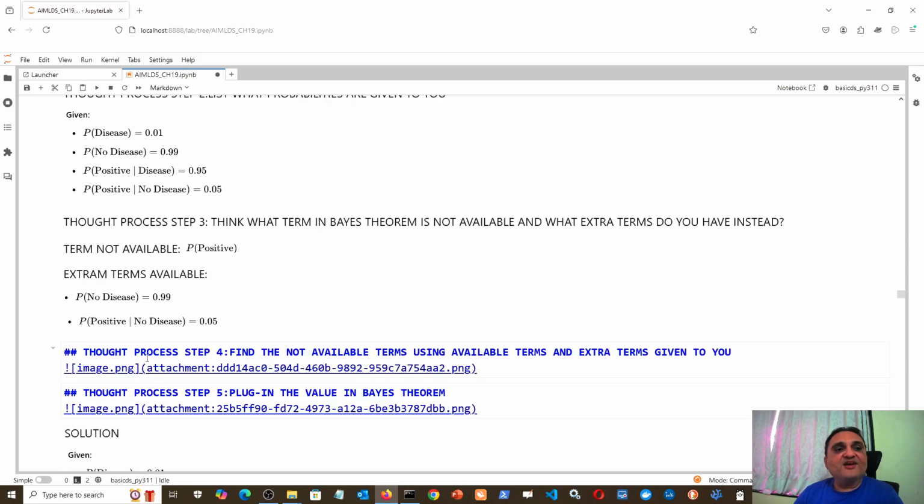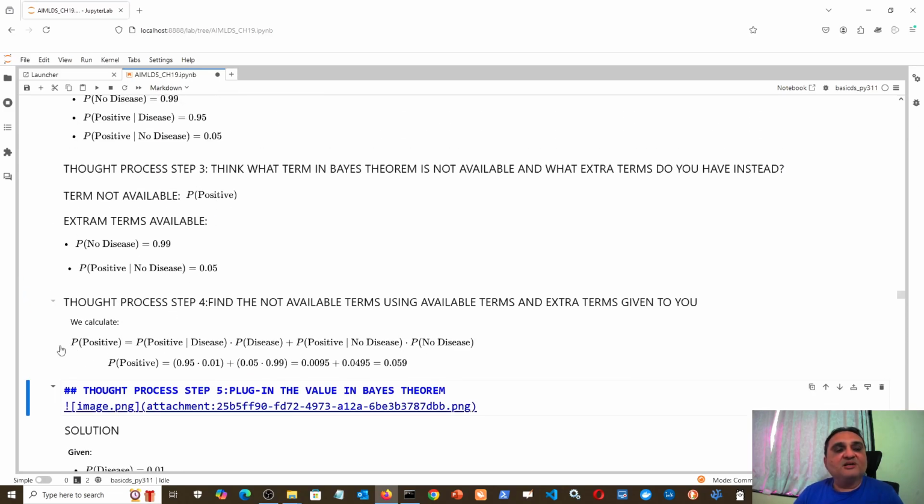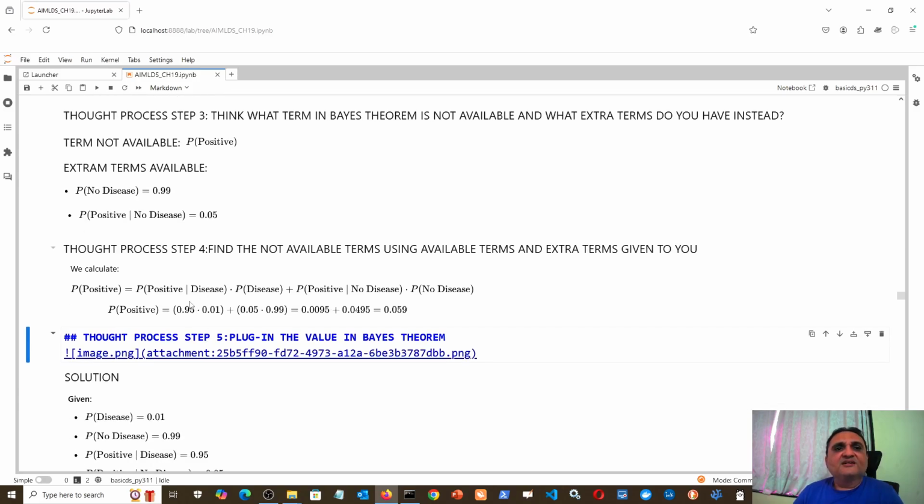Okay, so yes, I can find it, and for that this is an important step, so please pay attention. This step says that I want to find this term which is not available, P positive. Then I can write it as P positive given disease, that means the probability of the test giving a positive result for a sample of people having the disease, multiplied by P disease. Now this is here actually not a division, but you can mentally consider this to be a kind of division. Okay, and P positive given no disease.